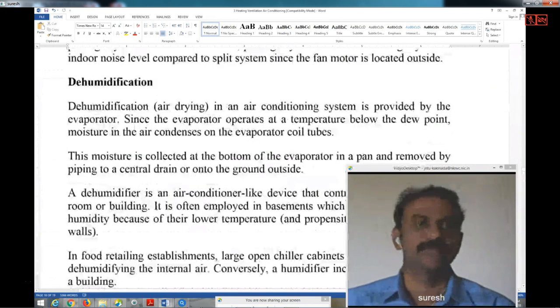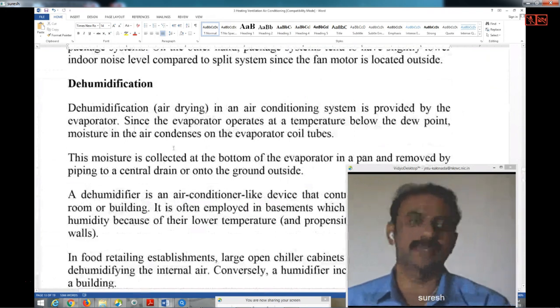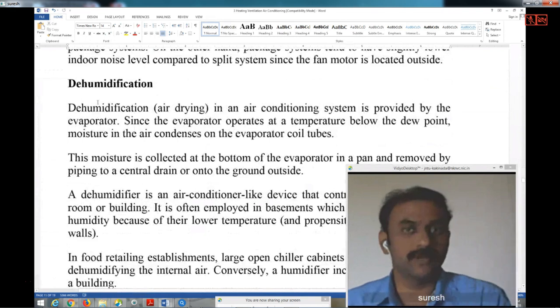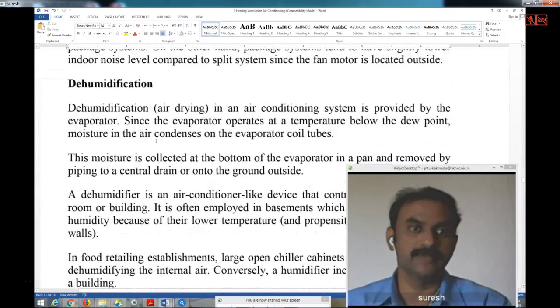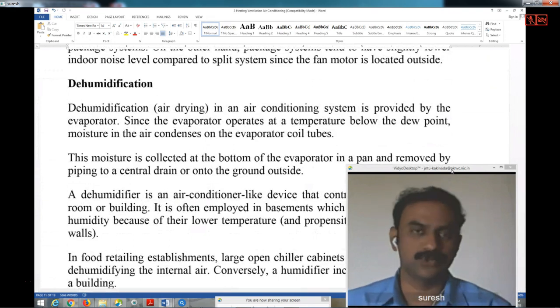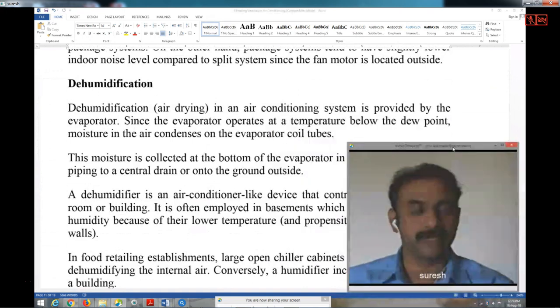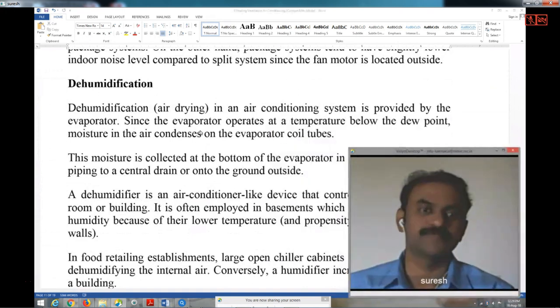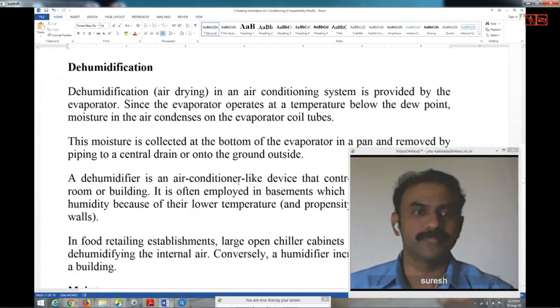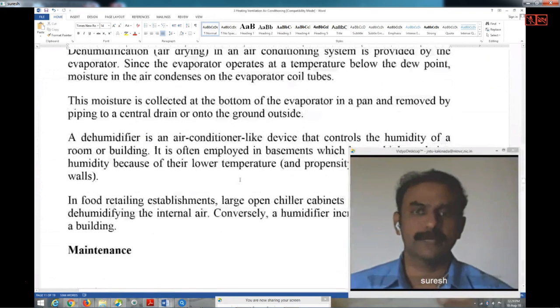So dehumidification, that is air drying. The total air available inside the room carries more moisture content, that is, more humidity. As humidity is more, we are going to have headache sensations and so on. So we always have to reduce this humidity, so the air is dried by this air conditioner so that the ambient temperature is maintained. This moisture is collected at the bottom of the evaporator in the pan and removed by piping or a central drain onto the ground outside.